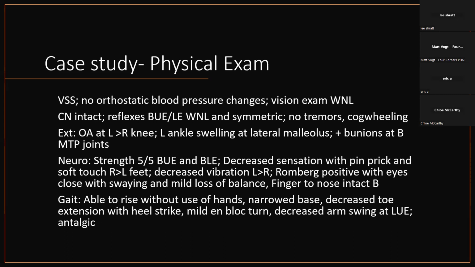She had a decreased toe extension on the left when she had a heel strike. She had a mild en bloc turn and decreased arm swing at the left upper extremity, and kind of an antalgic gait. An en bloc turn is when they go to turn, the head, trunk, and pelvis turn as a unit rather than freely or able to pivot. So normally we walk, we turn, we pivot, and then we walk back. But she moved in a slow turn in a segmental way.